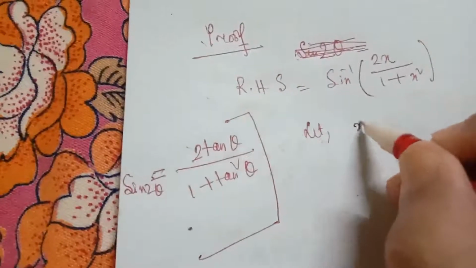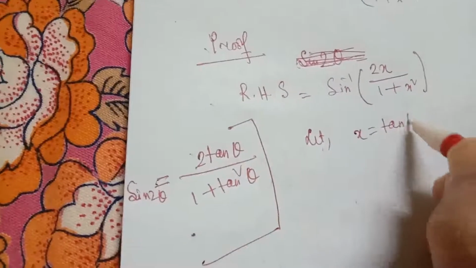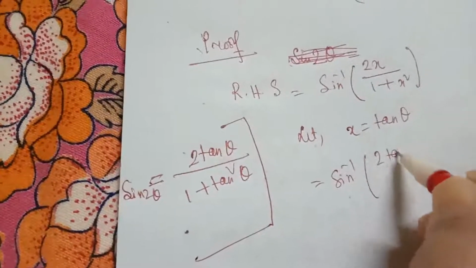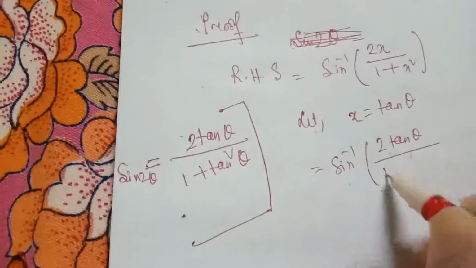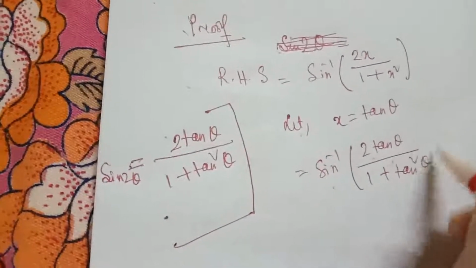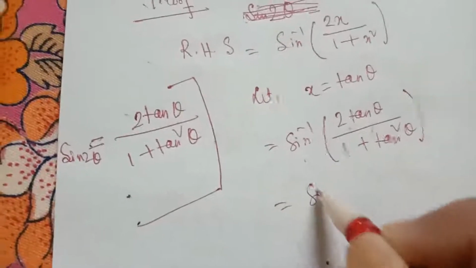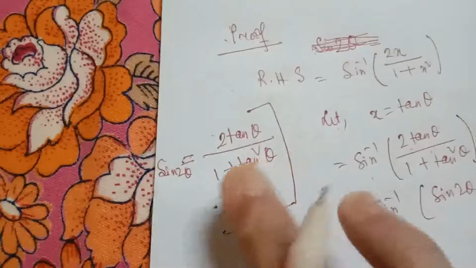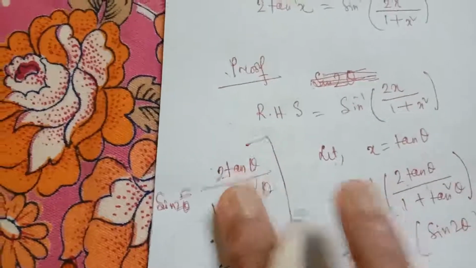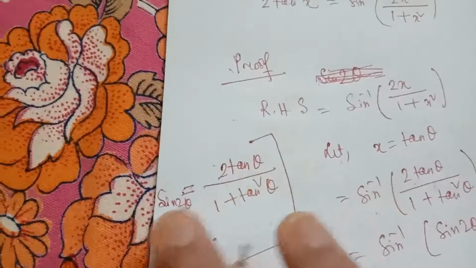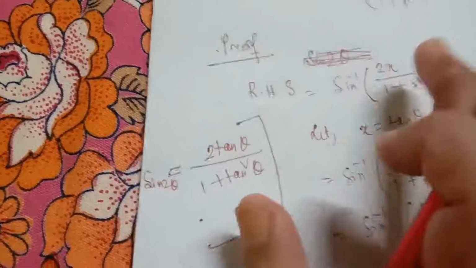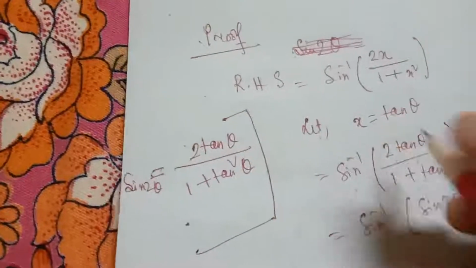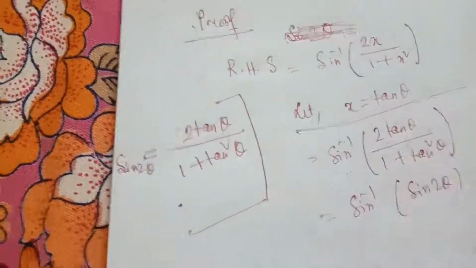So let us put x equal to tan theta. Right hand side will be sine inverse 2 tan theta by 1 plus tan square theta. It will be sine inverse of sine 2 theta using this. This is the result we got in class 11, sine 2 theta in terms of tan. Because this is of this form, we have replaced x by tan theta.